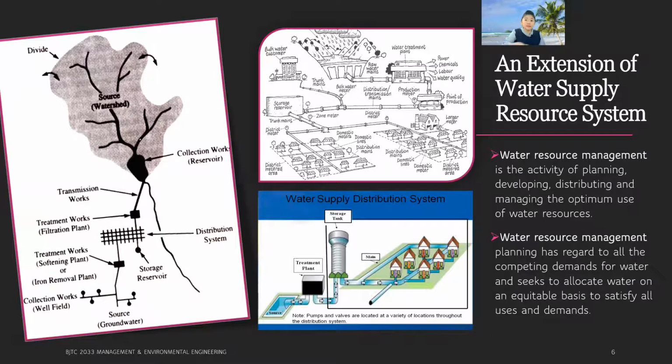Okay, in these areas we have 500 people, so how much water do we need to supply? We need to plan how big the size should be, everything. Water resources management planning has regard to all the competing demands for water and seeks to allocate the water on an equitable basis to satisfy all uses and demands. Okay, everyone of us. In this class I cannot teach you too much detail because why?